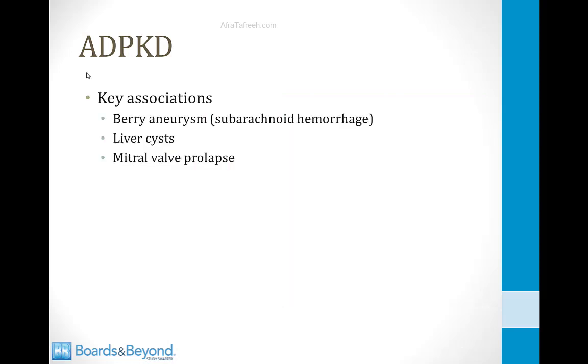There are a couple of very important and high yield associations with ADPKD that you should know about. And the first one is Berry aneurysms. These are aneurysms in the brain in the circle of Willis, and if they rupture, they will cause a subarachnoid hemorrhage. And in fact, many patients with autosomal dominant polycystic kidney disease die from subarachnoid hemorrhage. Patients with this condition also get liver cysts, and they can also develop mitral valve prolapse.